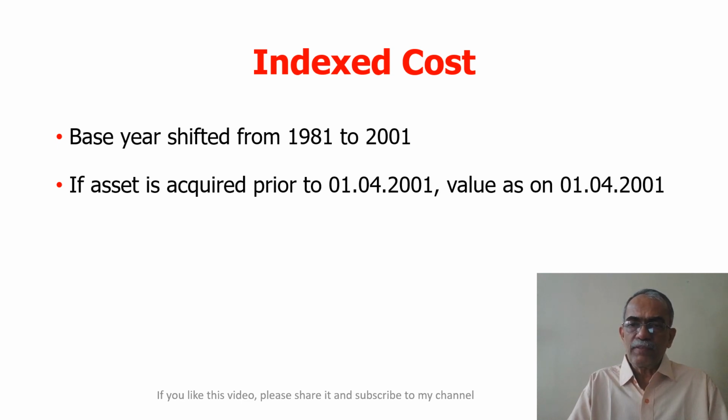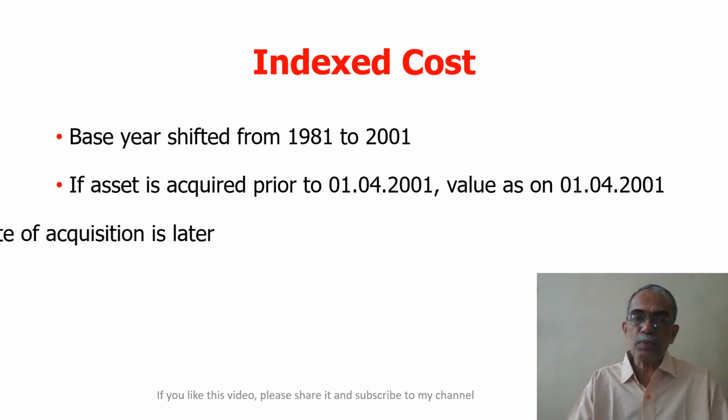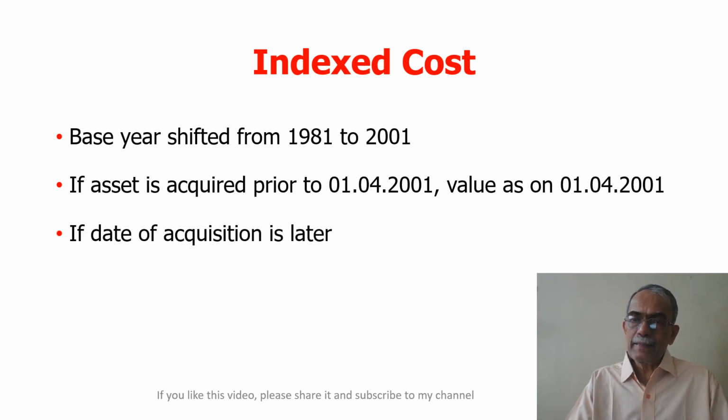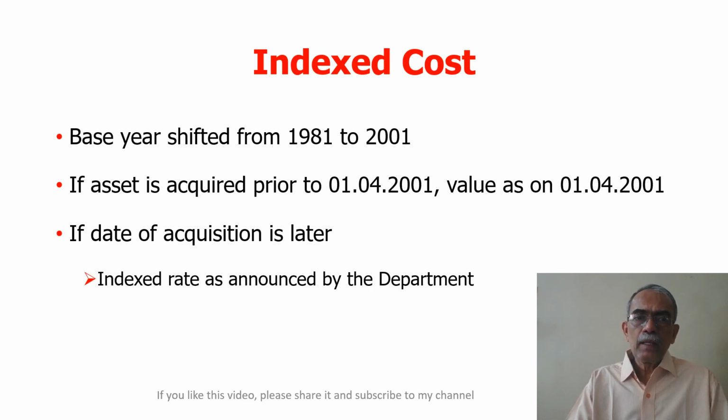Normally this is with reference to the financial year. Suppose I have purchased a property, say somewhere in the 80s. So today its value would look very nominal. Therefore, to give some benefit to the taxpayer, indexed cost has come into the picture. So if any property is purchased prior to 1/4/2001, the fair market value as on 1/4/2001 will be treated as its cost. This is called the base price. Now, in case any asset is acquired later, we have to look into the index table, and the indexed rate as announced by the department will be taken as the cost of acquisition.